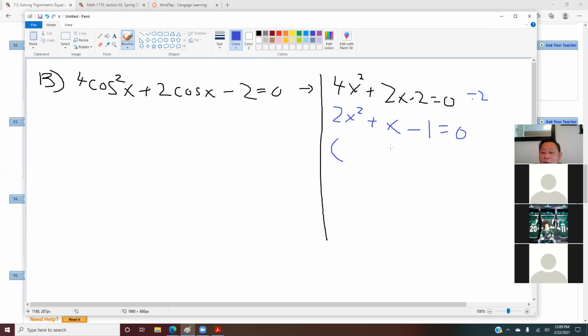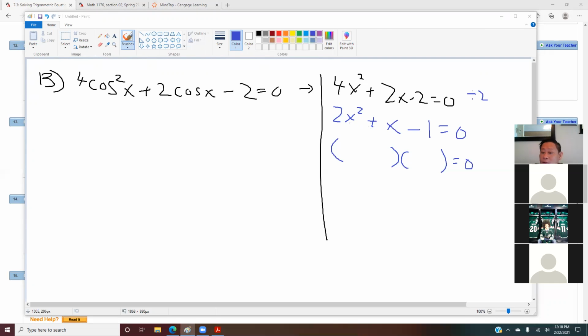So anyone know what to factor for this one? I'm not watching the chat room too much because I got a lot of windows popping up.